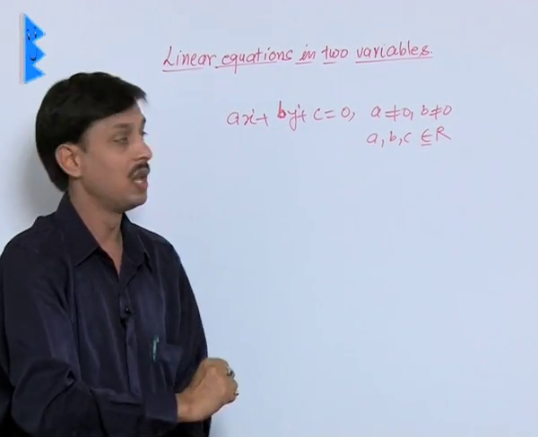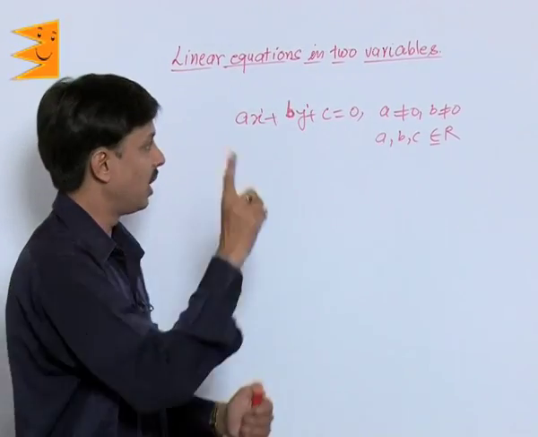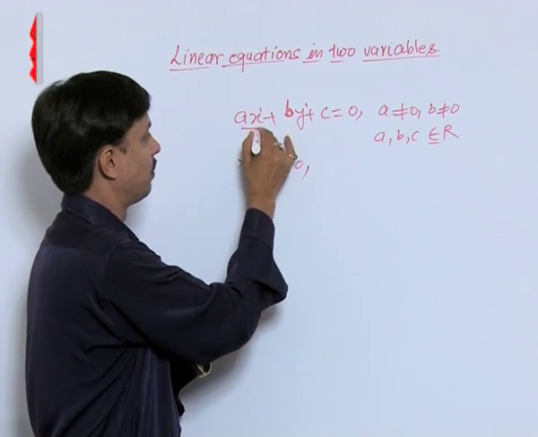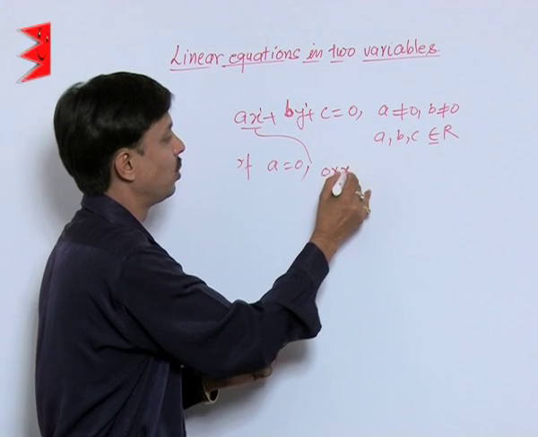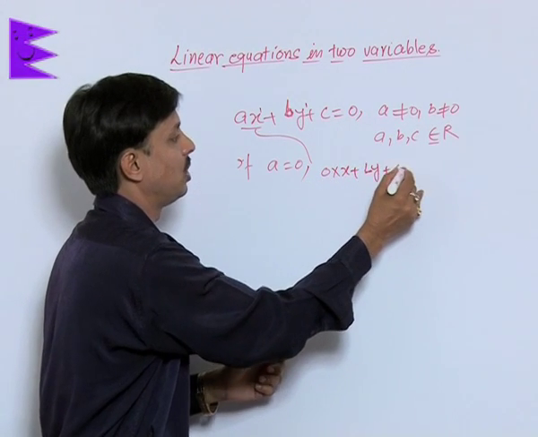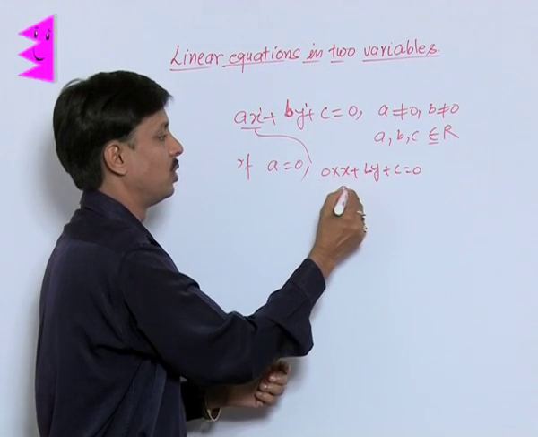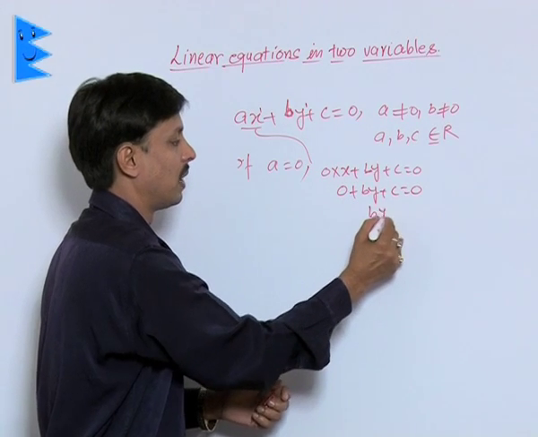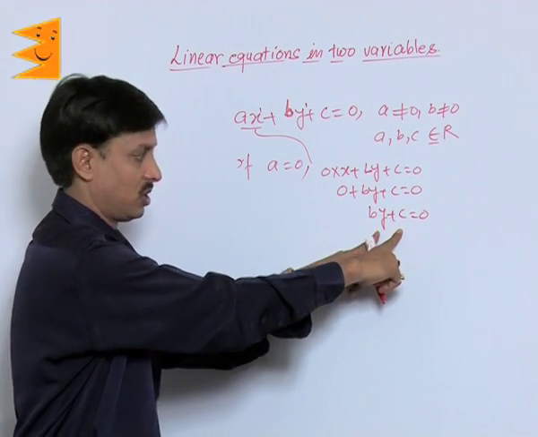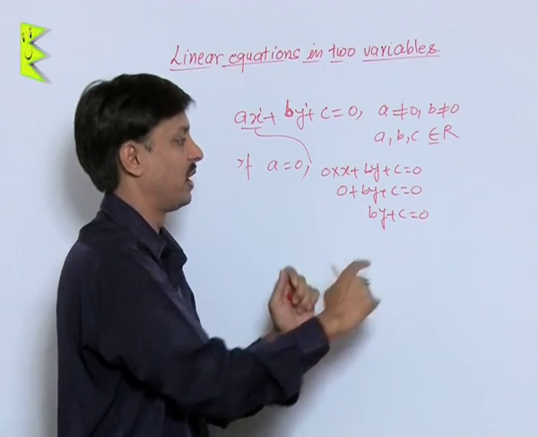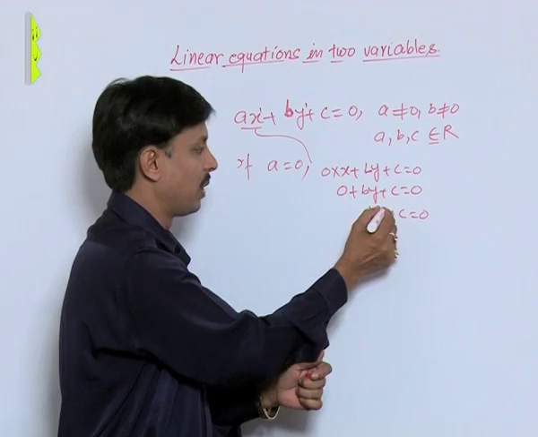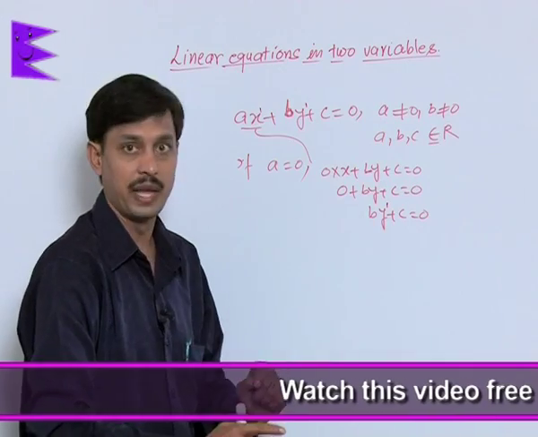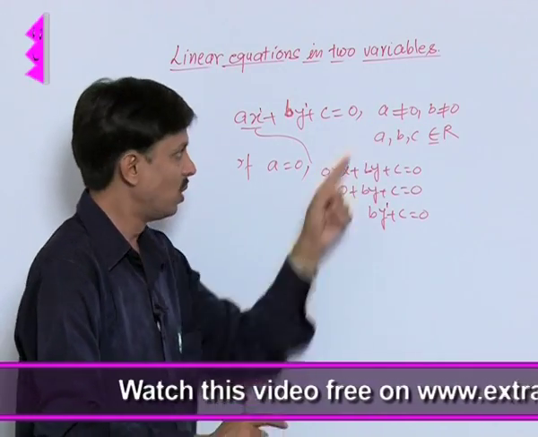If a is 0, then what will happen? If a is 0, you can see this term will be 0 into x plus by plus c is equal to 0. 0 into x becomes 0. 0 plus by plus c is equal to 0. 0 plus by becomes by plus c is equal to 0. In fact, this is an equation, yes, because it has two sides, left and right. It is a linear equation because the variable has one power, but it is a linear equation in one variable, that is in y. That's why a should not be equal to 0.